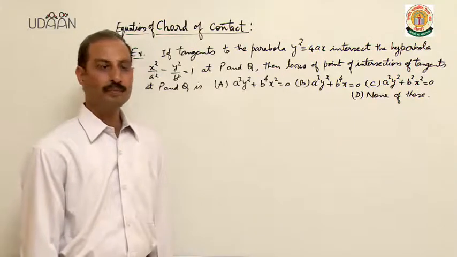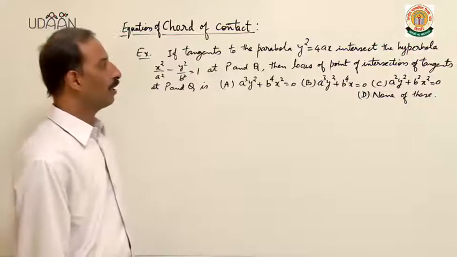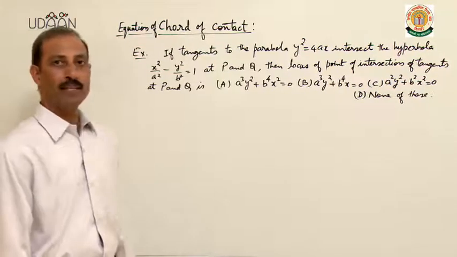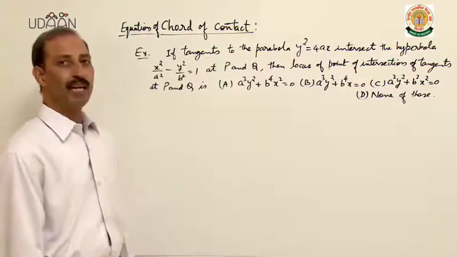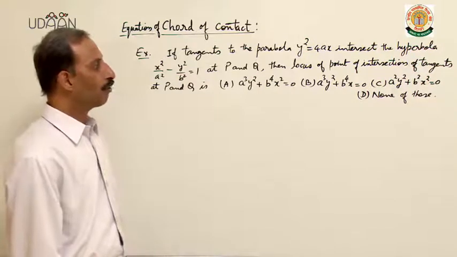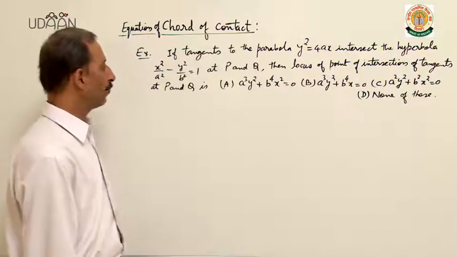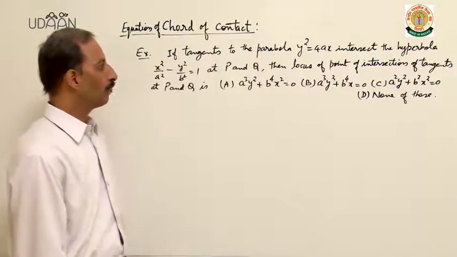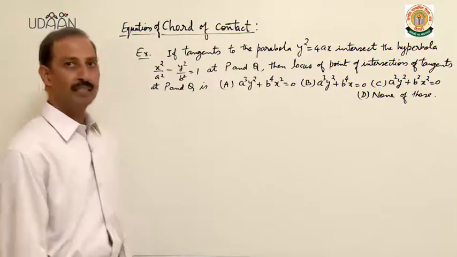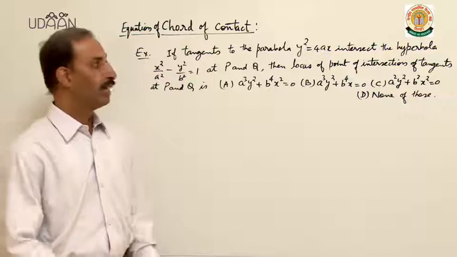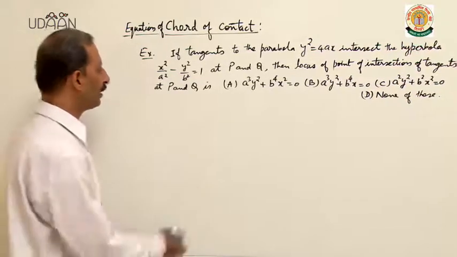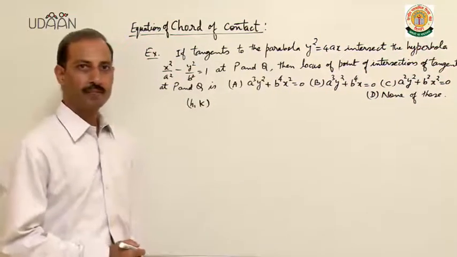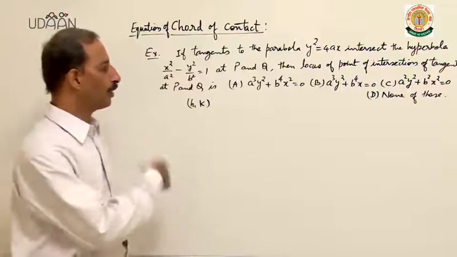In this example, if tangents to the parabola y square is equal to 4ax intersect the hyperbola x square upon a square minus y square upon b square is equal to 1 at P and Q, 2 points, then the locus of the point of intersection of tangents at P and Q is. So we have to find the locus of the intersection of the tangents at P and Q. Let us suppose the point of intersection is (h, k). From this point we have drawn the two tangents.